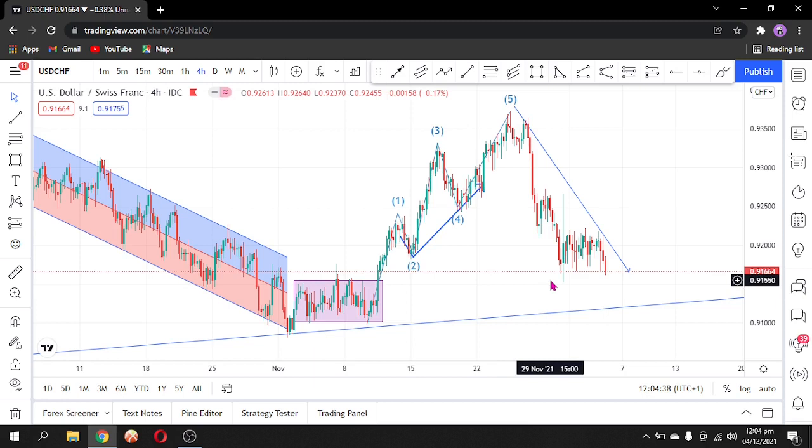Now you see how price action analysis is powerful. We predicted this move and it played out.